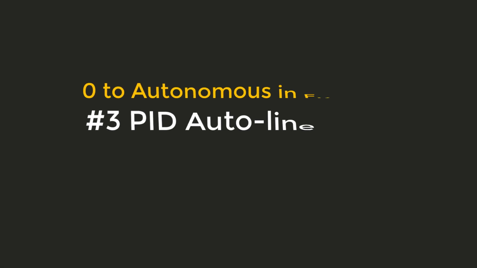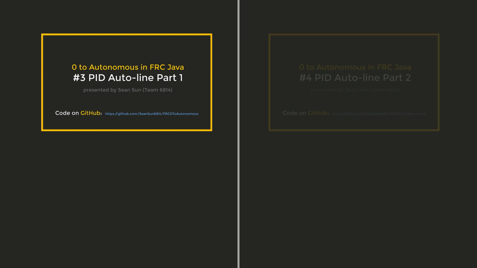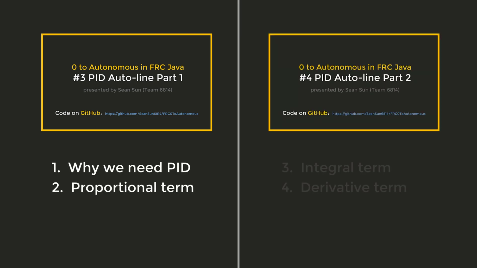Welcome to the third episode of Zero to Autonomous in FRC Java. This is part 1 of a 2-part video explaining how to use PID to complete the autoline task. In this episode, we'll be focusing on why we need PID and the proportional term. In the next video, we'll be covering the integral term and the derivative term.